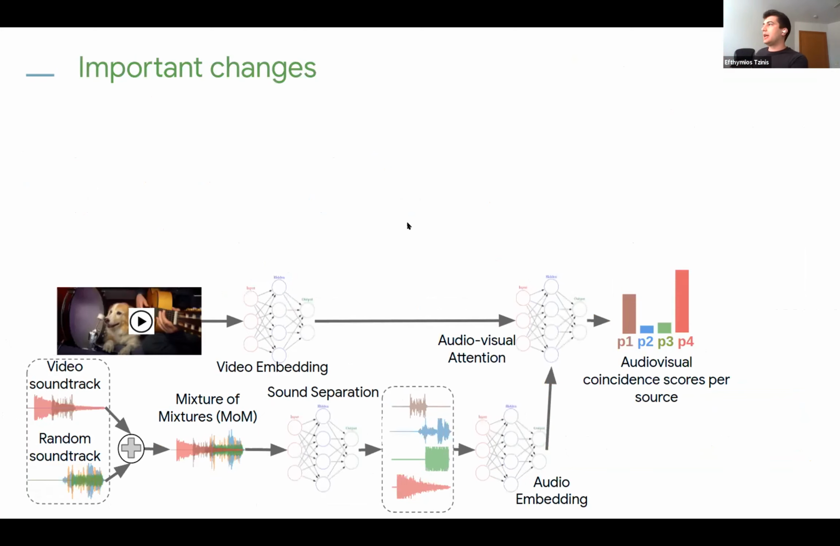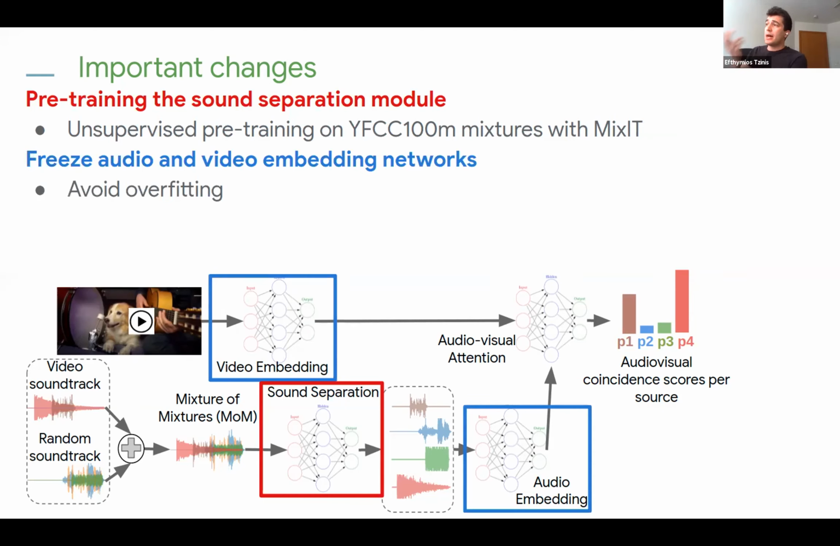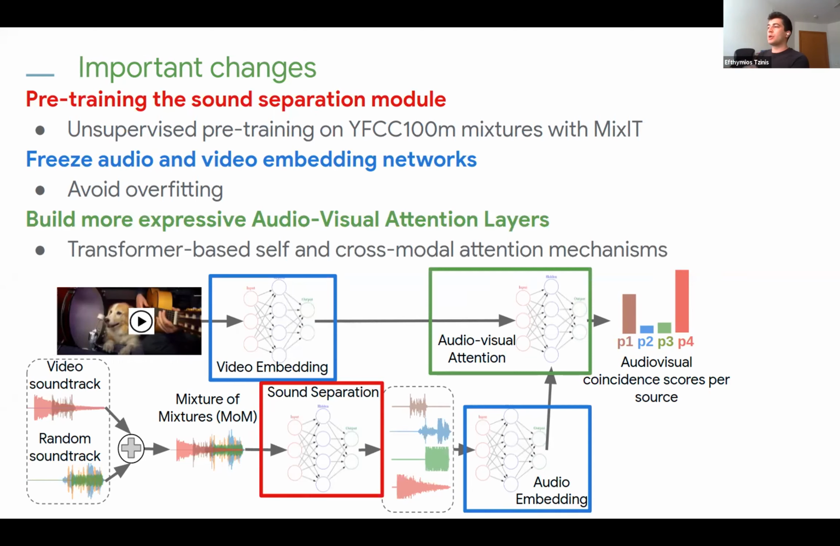So in the next version that we have put online the previous days, what we noticed is that the most important things are the following. First of all, we pre-trained the sound separation module, which really helps with the noisy labels provided by the MixIt assignments. Then we freeze the audio and the video embeddings, and we also extract some low-level representations for both the audio and the video modalities. And this also helps us avoid overfitting in the overall system. And even more importantly, we build more expressive audiovisual attention layers based on transformer architectures, as we're going to show next.